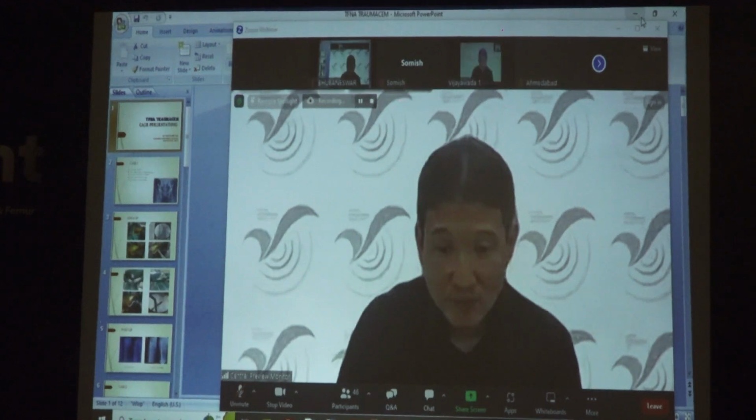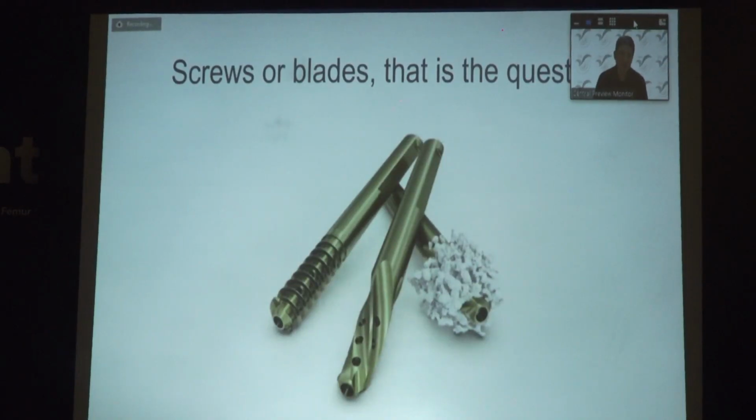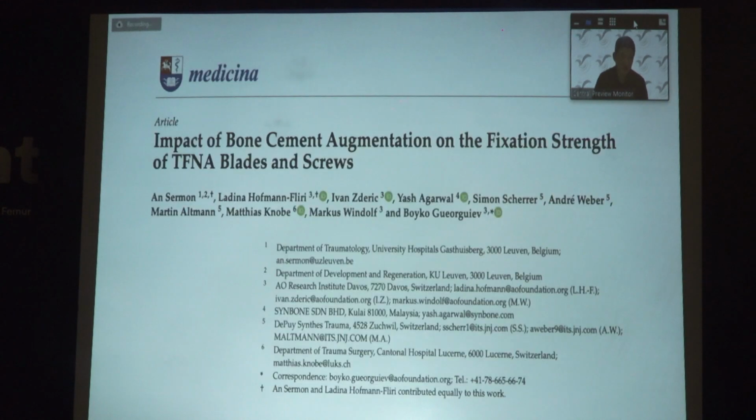Thank you, Professor Miyazaki. So, I always get the question, is it screws or blades that you recommend? So here is a study done in Switzerland. The AO group did this, comparing the impact of bone cement augmentation on the fixation strength of the blades and screws in the saw bone.